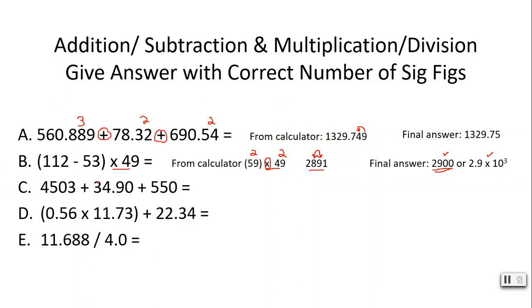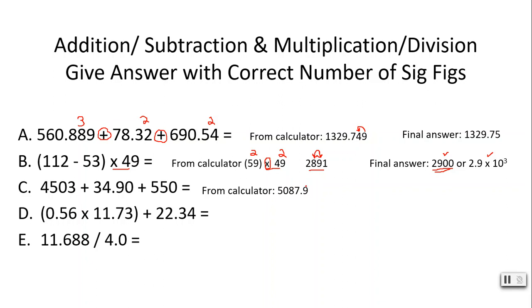Question C. We're just going to add again, so C is very similar to A. So putting those numbers in your calculator, you should get this answer out. But is that 0.9 significant? Nope. Based upon the rules for addition, I don't care about number of sig figs after the decimal. Both 4503 and 550, they don't have a decimal. So my final answer can't have anything after the decimal.